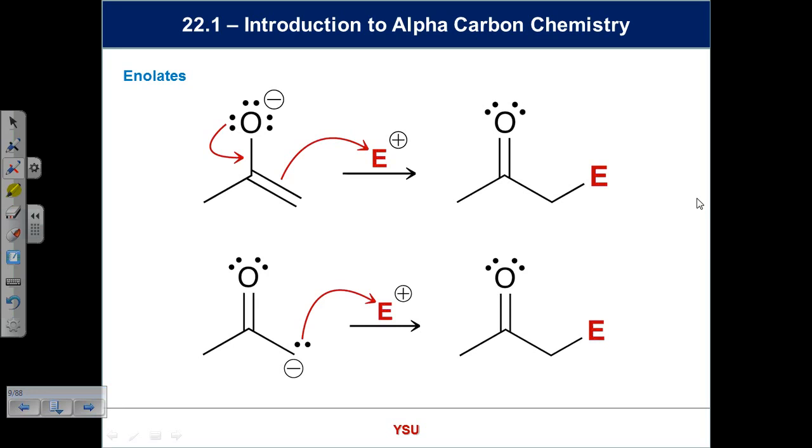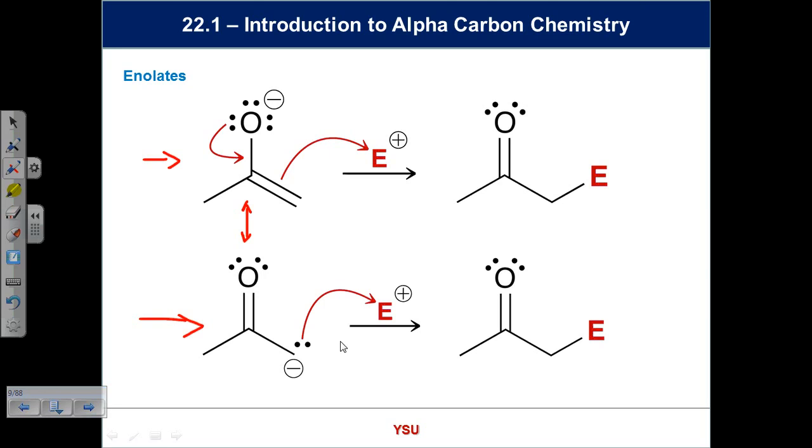I don't mind which one you use. Some people like the enolate picture. Some people like the carbanion picture. They are identical because really they are the same molecule, aren't they? They are related like that. And so those two pictures are identical, whichever you prefer.